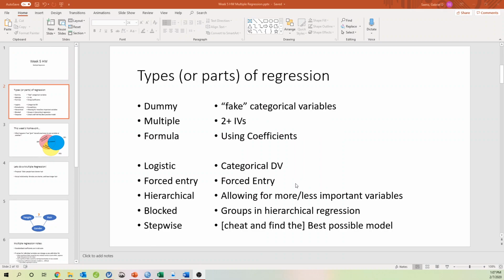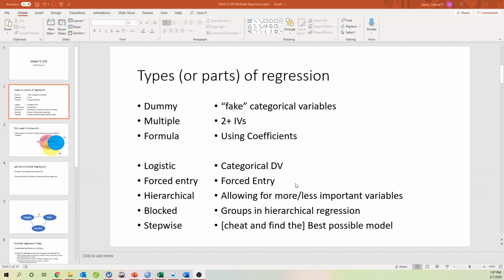Take a quick look at all the regressions that we've learned so far, that we will be learning. We've learned dummy variables, which are when you do a regression and you have an independent variable that is categorical, you kind of fake it into being a continuous variable. We've done multiple regressions with multiple independent variables already, and we've looked at the regression formula where you can predict a dependent variable, you can predict a y given the coefficients and data for any given x or a series of independent variables. So we've looked at logistic regression as well.